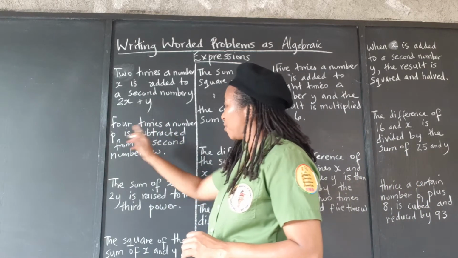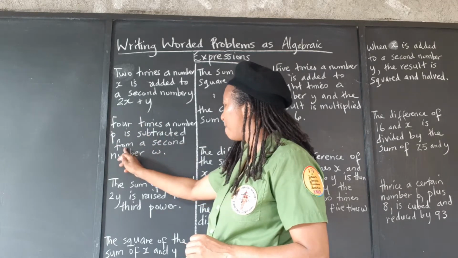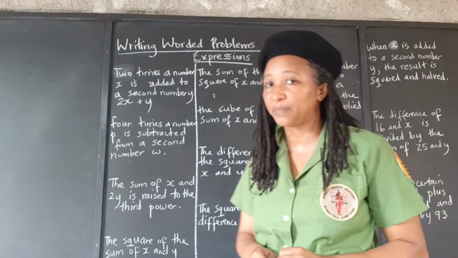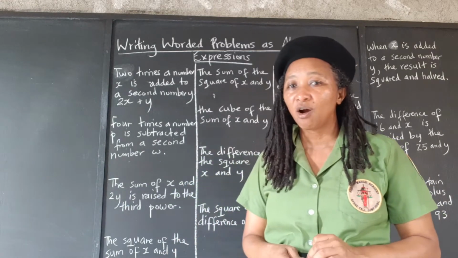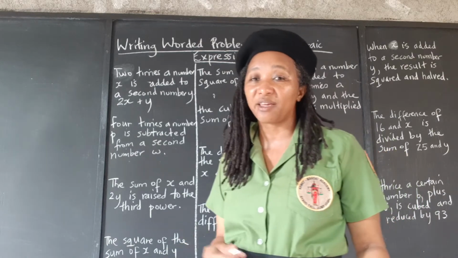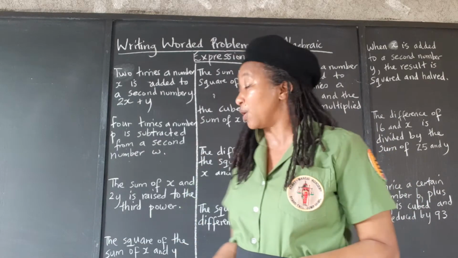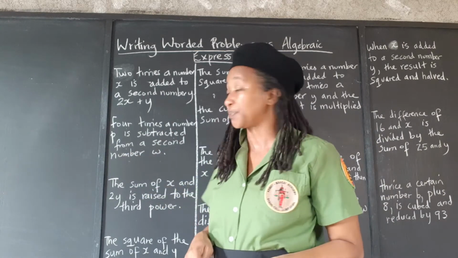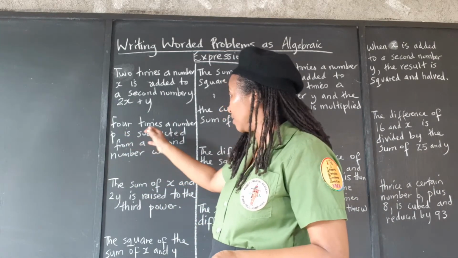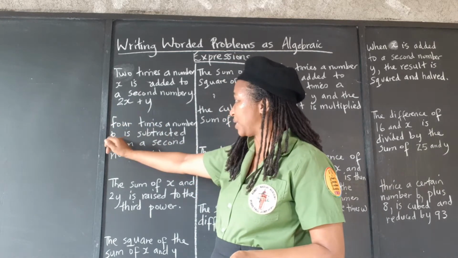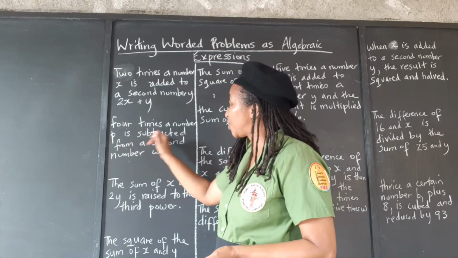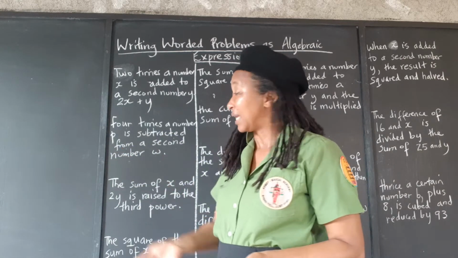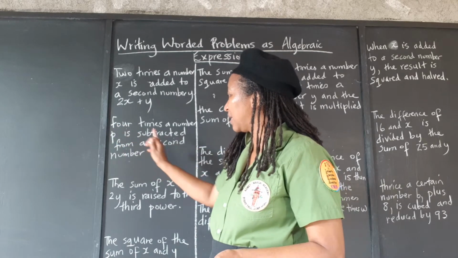4 times a number p is subtracted from a second number w. Now which one goes first? The p, the 4 times p, or the w? Which one are we taking from which? Do we write w minus 4p or 4p minus w? It says 4 times a number p is subtracted from, this is the key word here, from. This is subtracted from this.